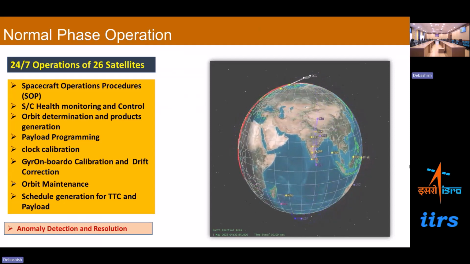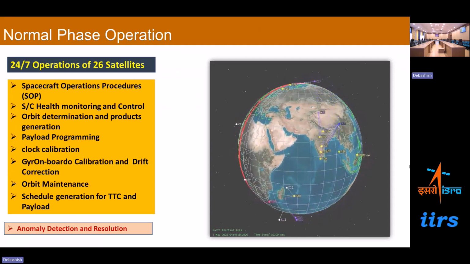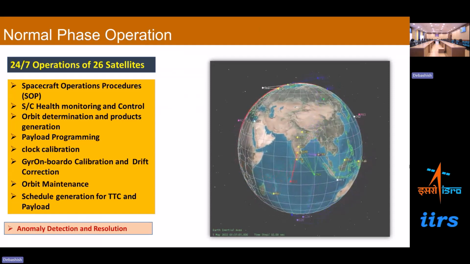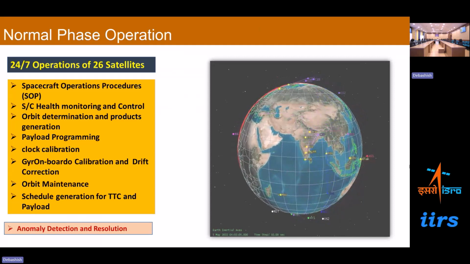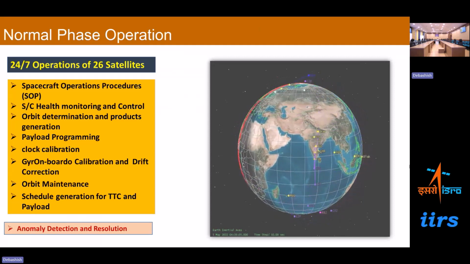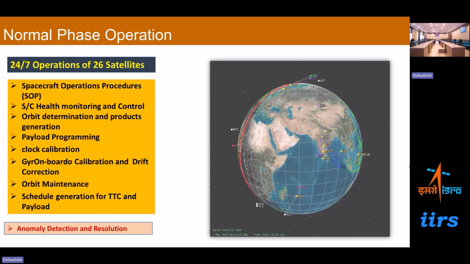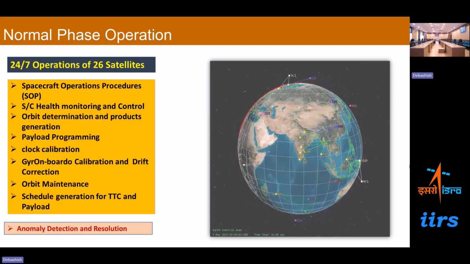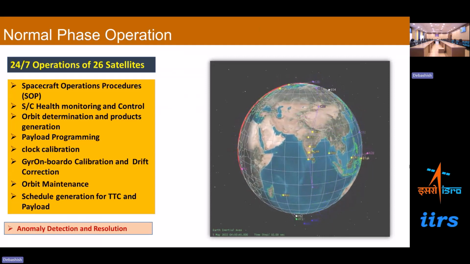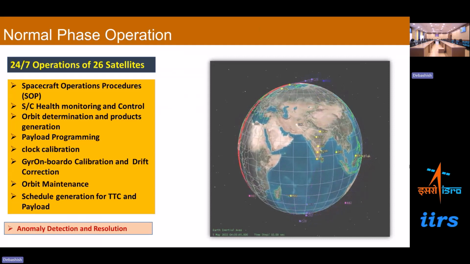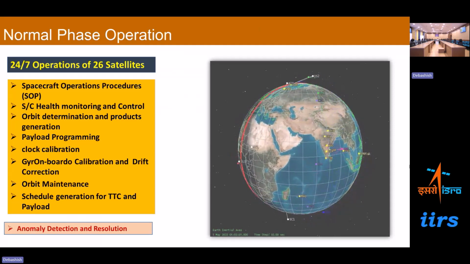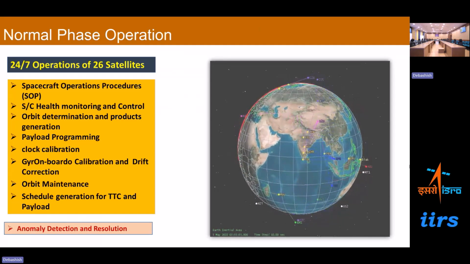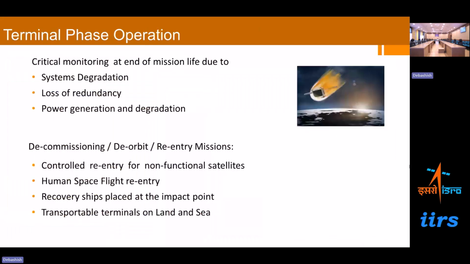Then, along with that, if any anomaly is detected, and that is the main reason we are operating 24/7. If there is any small anomaly, we want to take very fast action so that it finally does not lead to mission failure. If you see our history, our IRS P6 satellite has completed 20 years of mission life on orbit. It is this 24/7 operation and doing all these steps that made it possible for a mission designed for only 6 years to go 4 times that, 20 years. That is the part of the normal phase operation.